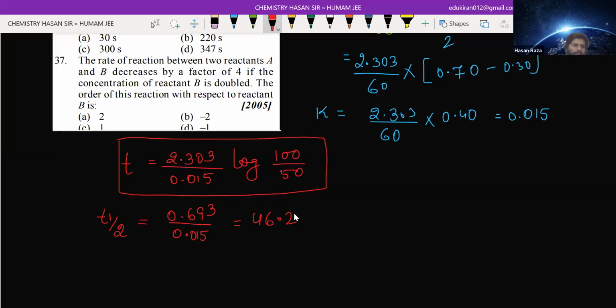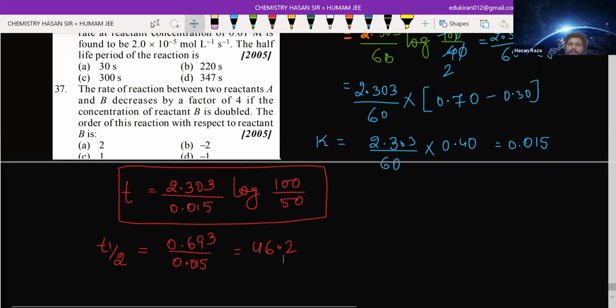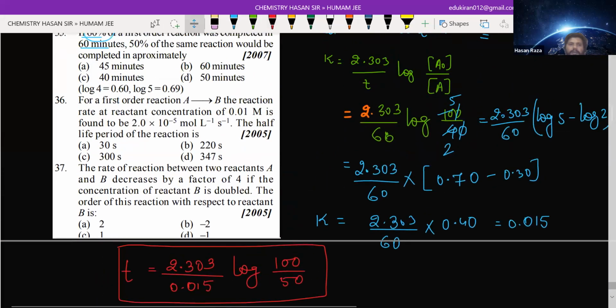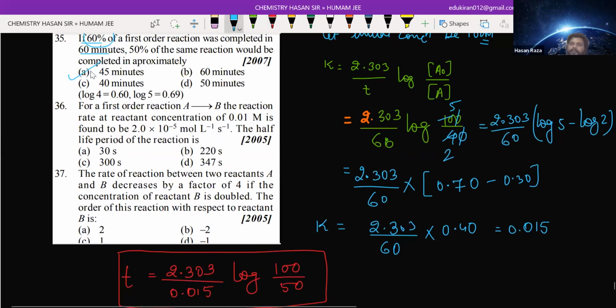So according to the options, you can see which one will be the answer. Since I took an approximation, which is the nearest? 45. So this will be the answer. Okay, please do write it.